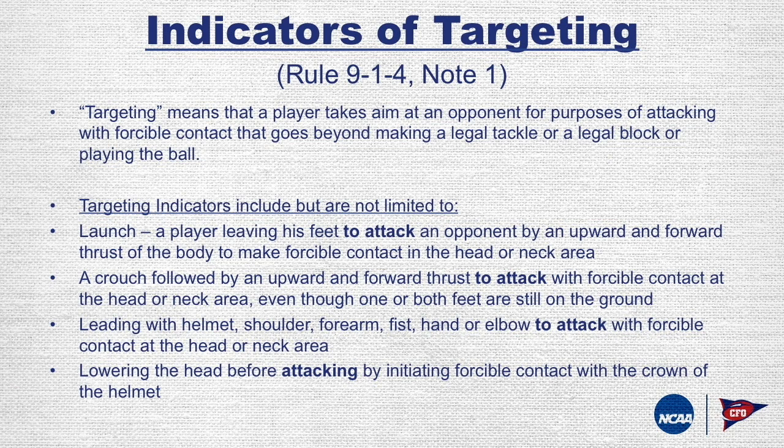The second, a crouch followed by an upward and forward thrust to attack, and if you see the word attack in each of these, leading with the helmet, shoulder, forearm, fist, hand, or elbow to attack with forcible contact, and simply lowering the head before attacking by initiating forcible contact with the crown of the helmet are all indicators. So let's look at some plays.